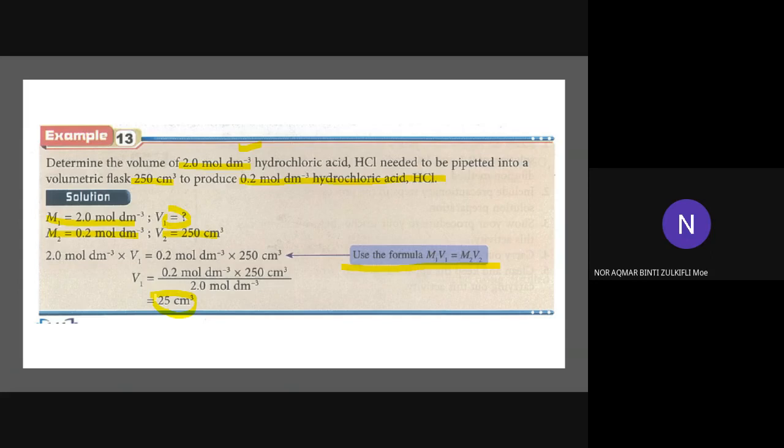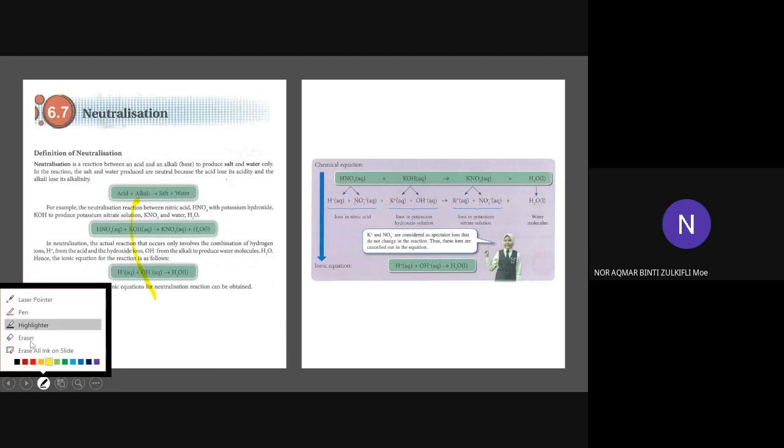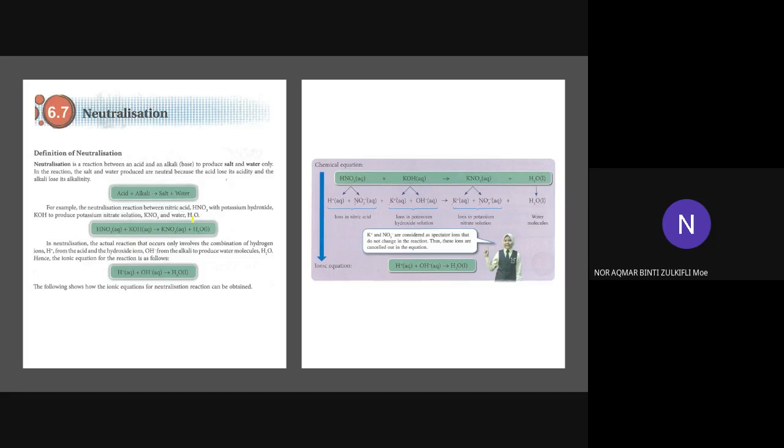Alright, next. That's all about the standard solution. Next we need to learn about neutralization. You can see these three equations. You need to know how the process of neutralization works. So we continue for the last topic here.